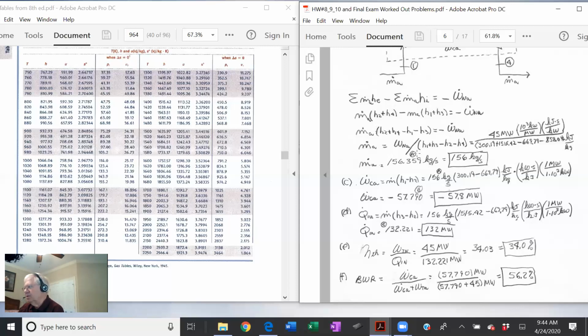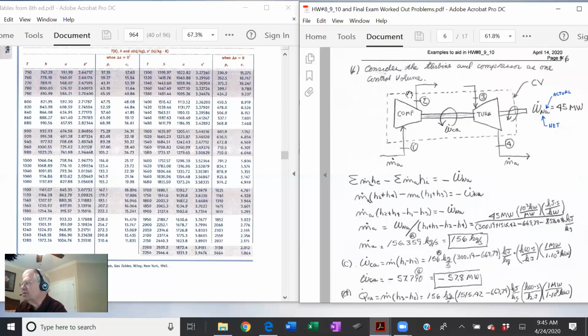And I chunked this number in memory location A. Now it says, what is the work of the compressor by itself? Well, I didn't show it, but I just put my control volume around here. And it'd be m dot of the air, H2 minus H1 equal minus work of the compressor.